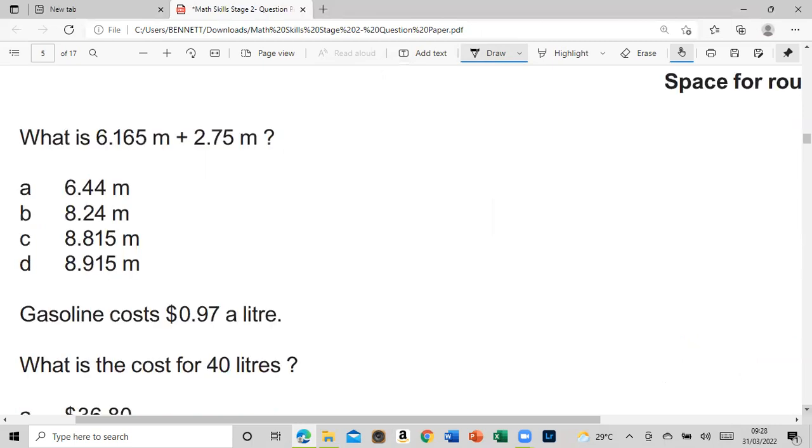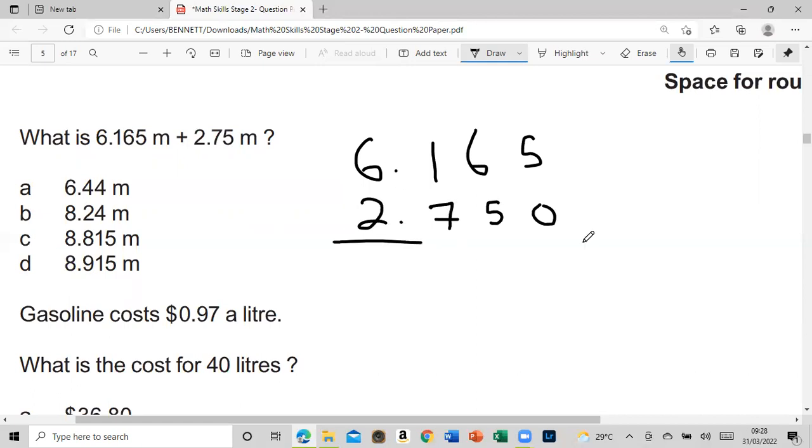What is 6.165 meter plus 2.75 meter? Again, just remember decimal point on a decimal point. I'm going to definitely rewrite it. So it's 6.165 plus 2.75. Can I just put a 0 for all this space? The most important thing is decimal point on a decimal point.